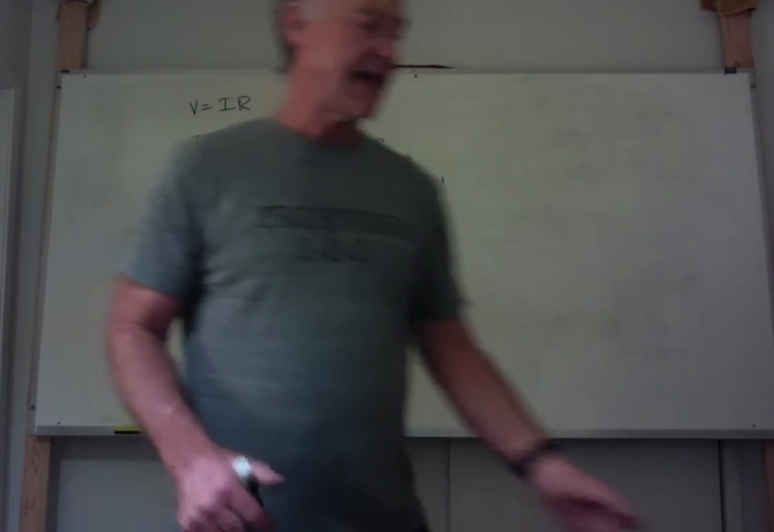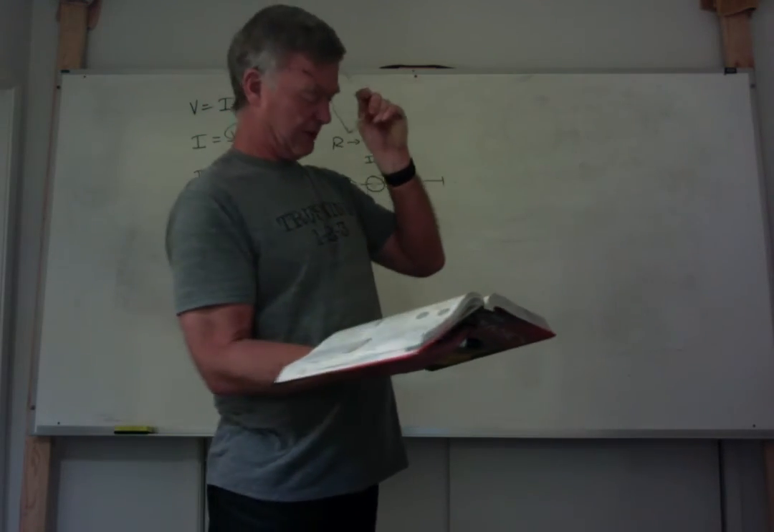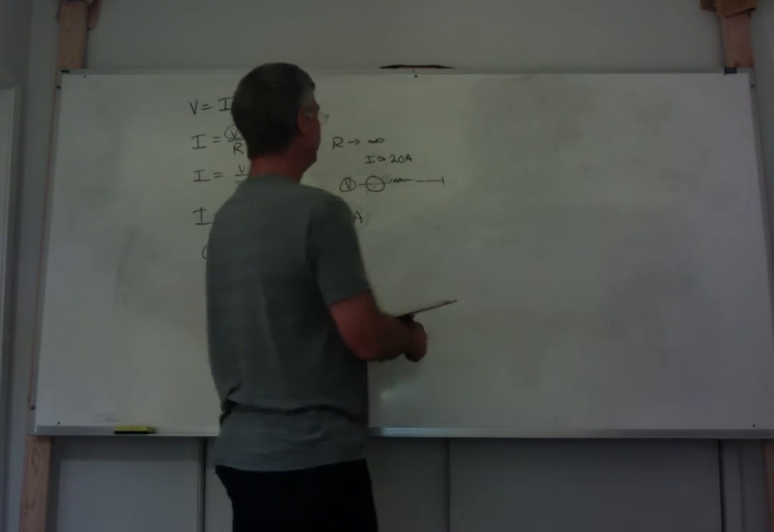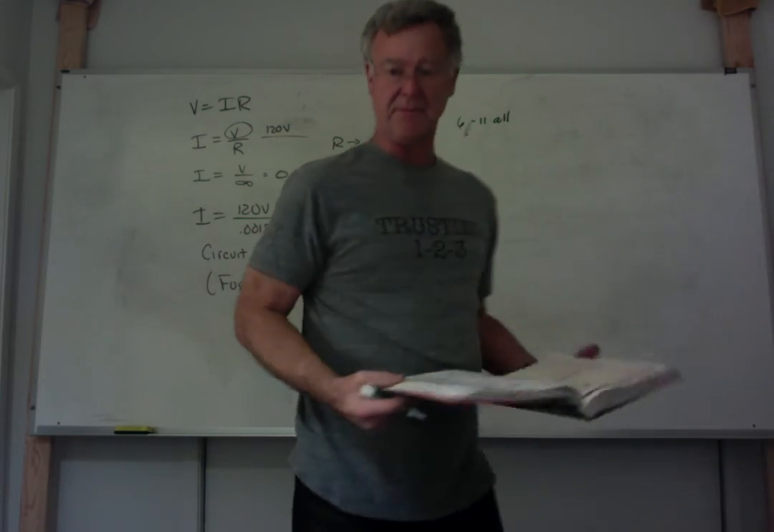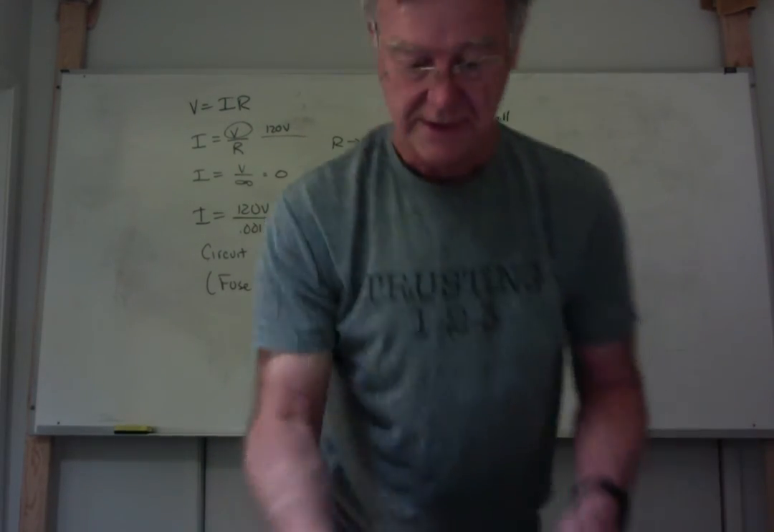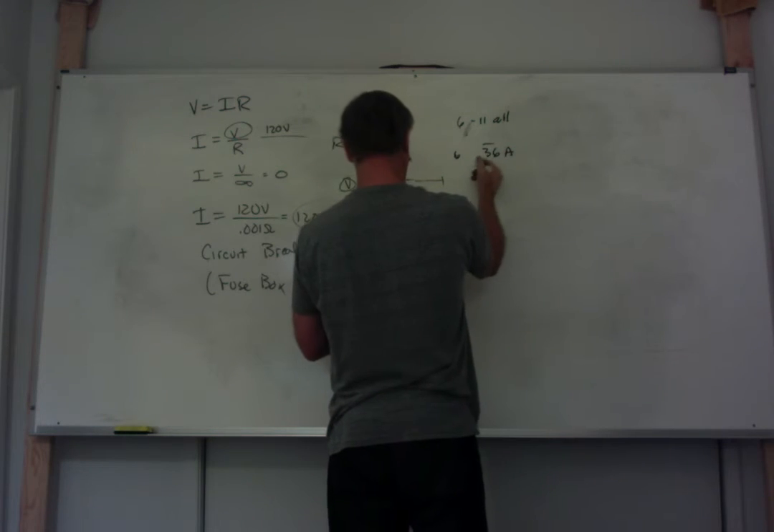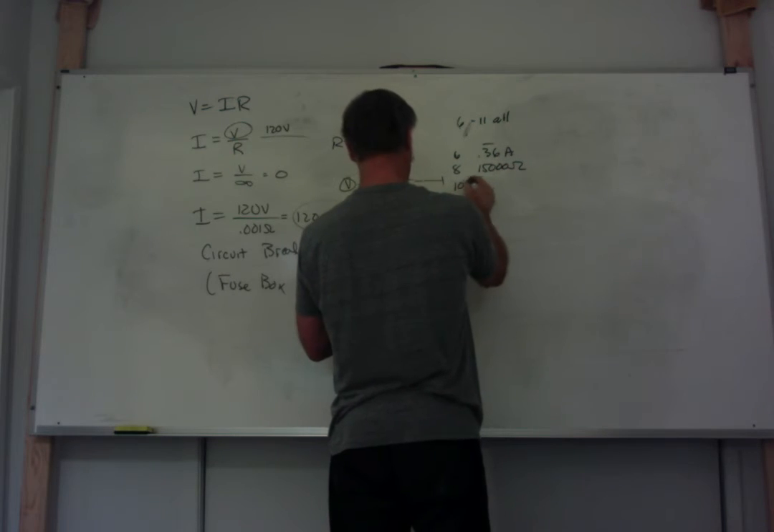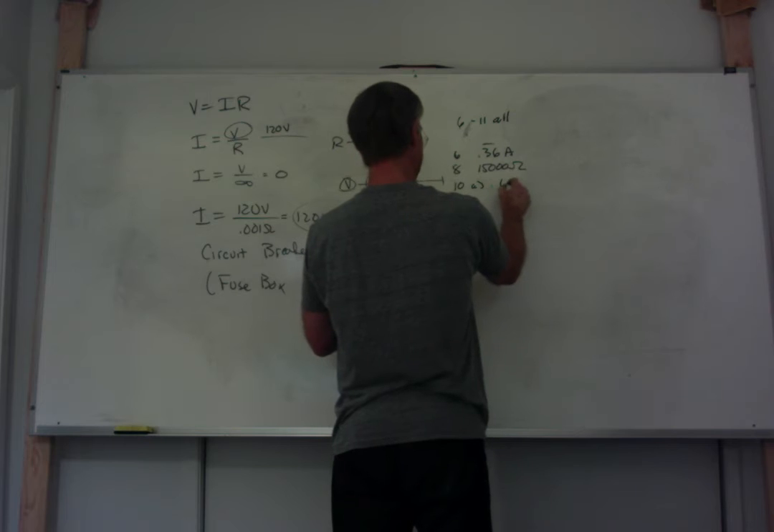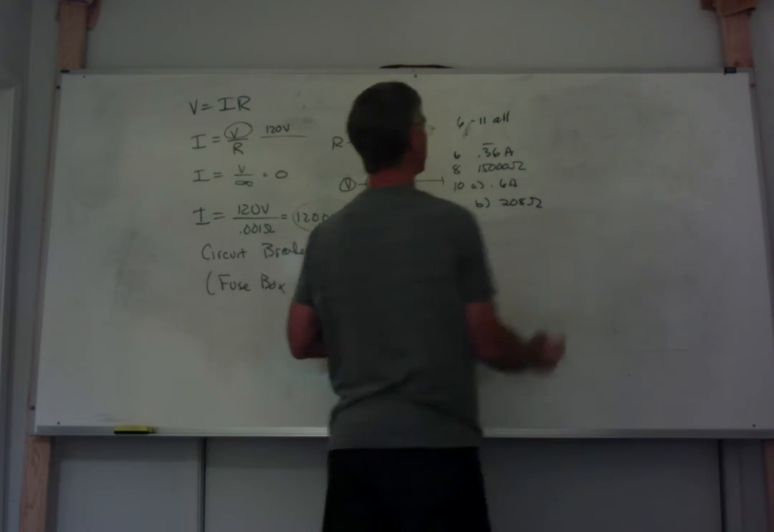So that's that. We are going to do out of the book problems 6 through 11. And I do have the answers for the evens. Number 6 is 0.36 amps. Number 8 is 15,000 ohms. And number 10, A is 0.6 amps. And B is 208 ohms.